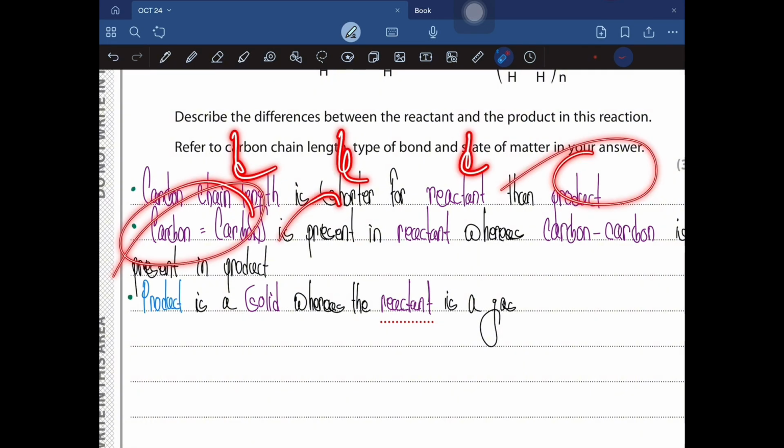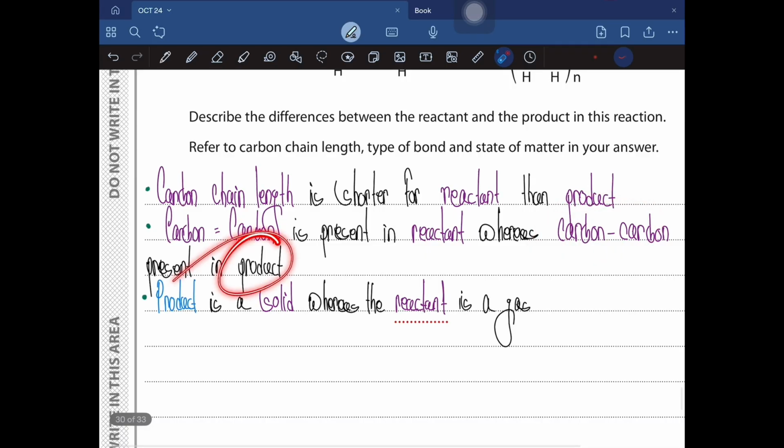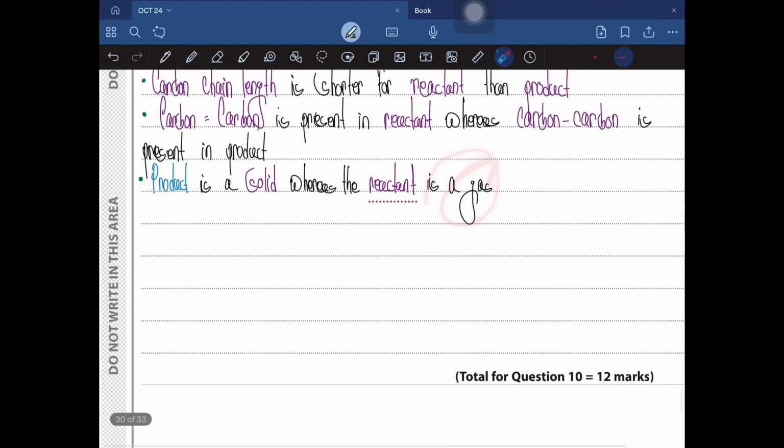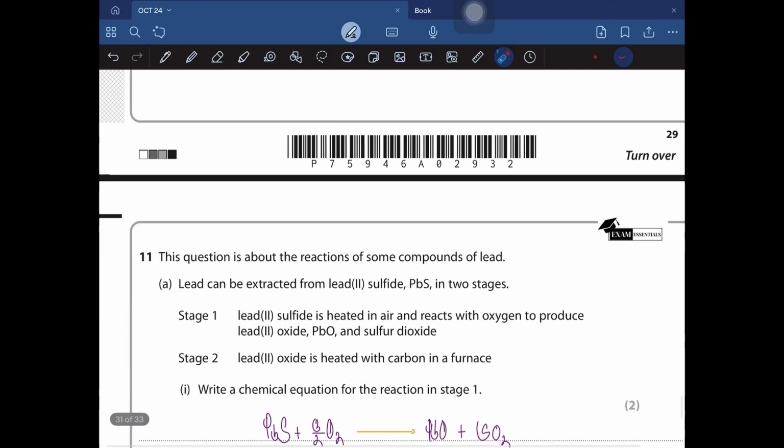A carbon-carbon double bond is present in the reactants, whereas a carbon-carbon single bond is present in the product. The product is a solid, whereas the reactant is a gas. So this brings us to the end of question 10. Let's move on to question 11. All right, so moving on.